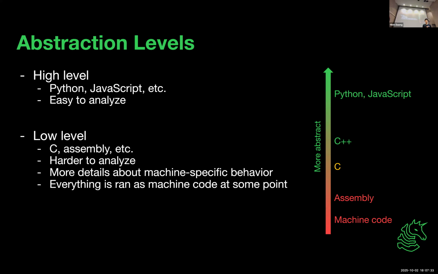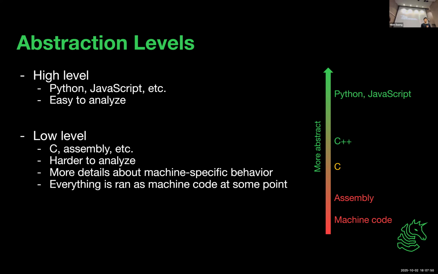So there are different abstraction levels, I guess. At a high level, there's Python and JavaScript. Those are scripting languages. You have to write them in text format. They're easier to analyze and easier to reverse engineer. And then you get lower to C++, C, and then eventually that gets compiled down to assembly or machine code.